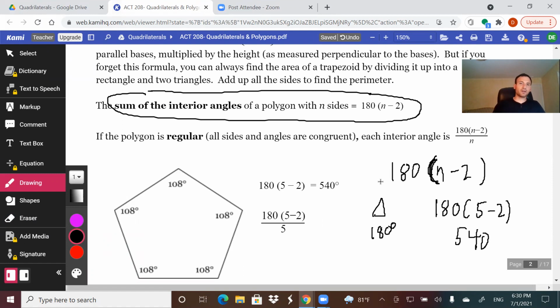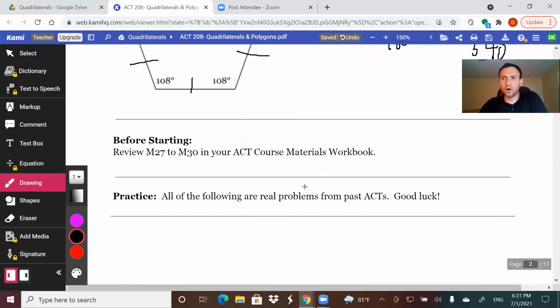And if it's a regular polygon, meaning that all sides and angles are congruent, meaning the same, then you just take the sum of all the angles and you divide it by the number of angles, and you get the measurement for each angle. Okay. Anyway, that's all for the intro.